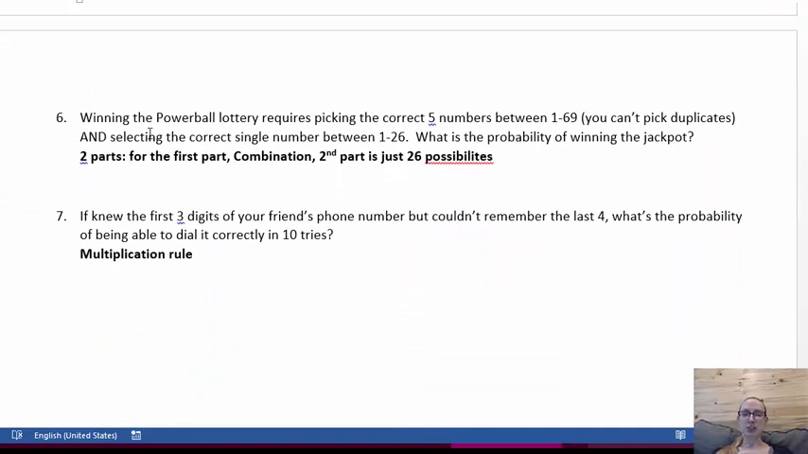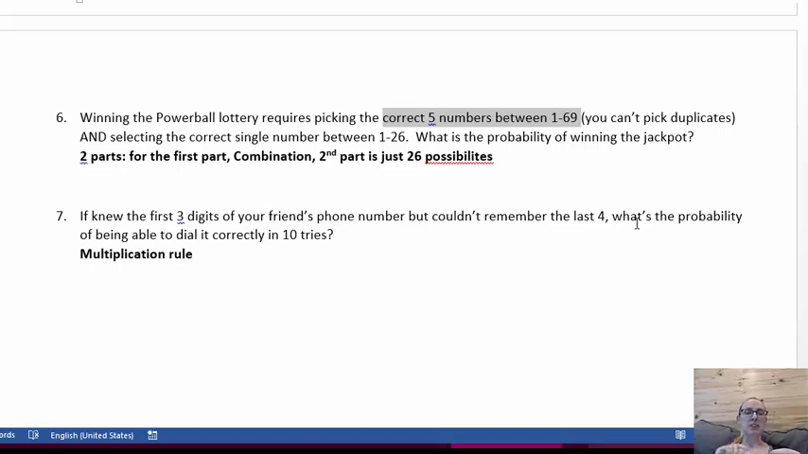Number 6 here, this is actually kind of a tricky question because Powerball includes 2 different parts. So the first part of it is picking the correct 5 numbers between 1 through 69. This would actually be a combination. The order you pick numbers in a lottery like this doesn't matter. You're just selecting 5 from that list, and you have to get the 5 right ones. You can't pick duplicates, so there's no repeats.